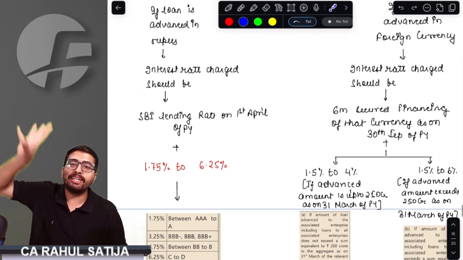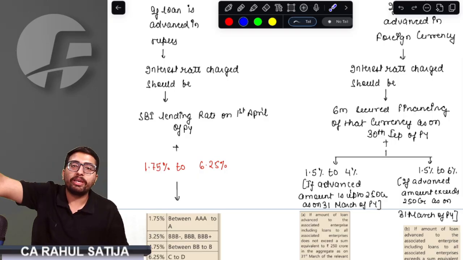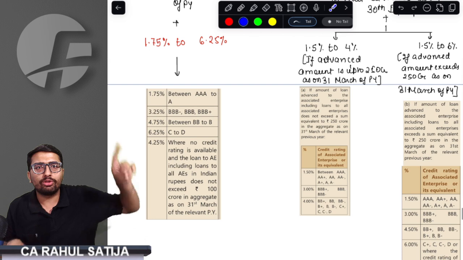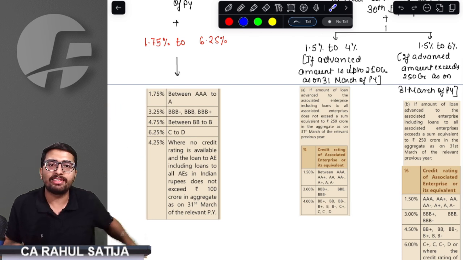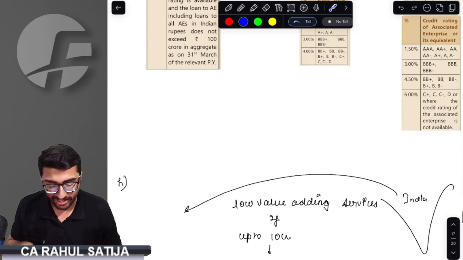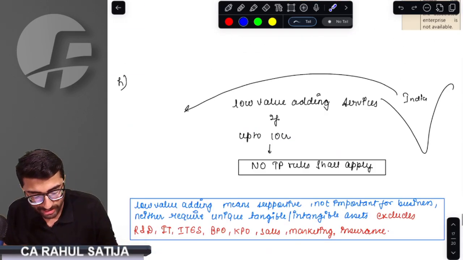But sir, if lending is being made in rupees, then in that case SBI lending rate plus whatever credit rating we understood, 1.5, 3, 4.5 and 6, add 0.25% to it, and you will get the required figures. Sir, got that point. What all measures are being made?